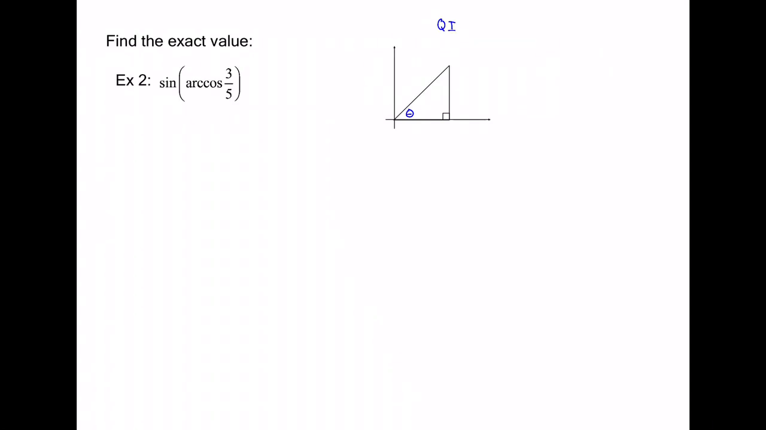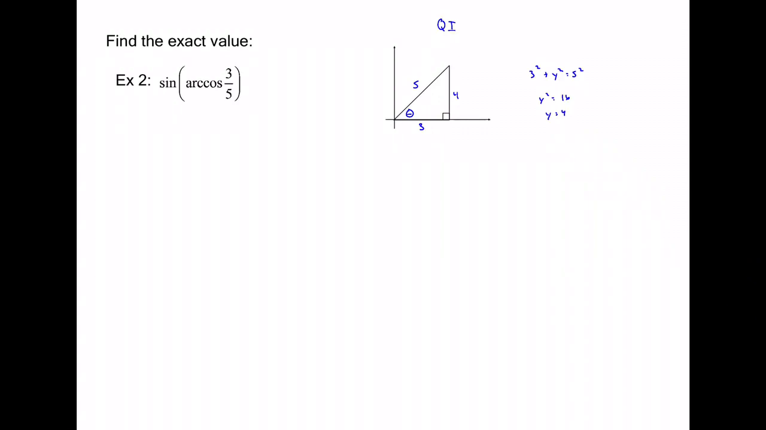Arc cosine, or cosine, is adjacent over hypotenuse. So we can then find the third side by using the Pythagorean theorem. 3 squared plus y squared is equal to 5 squared, and this should be a familiar one to you guys anyways. 25 minus 9 is 16, so y is equal to 4, and everything is positive because we're in quadrant 1. So what's arc cosine of 3/5?